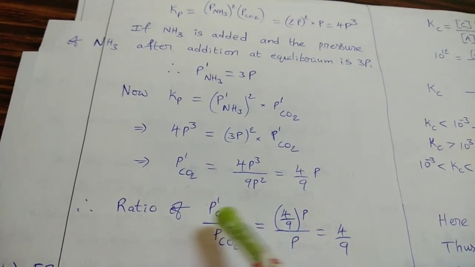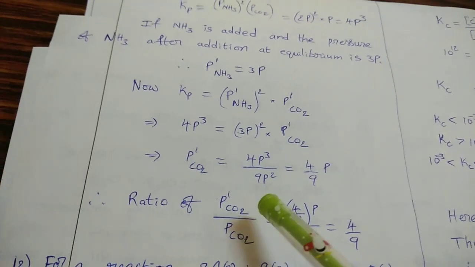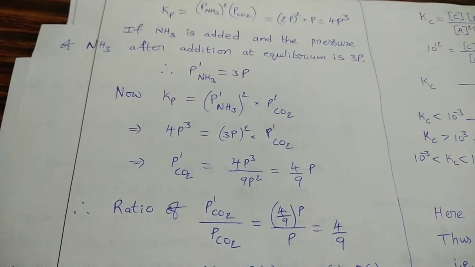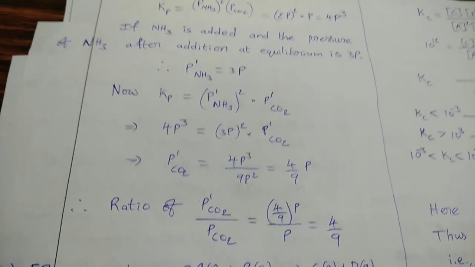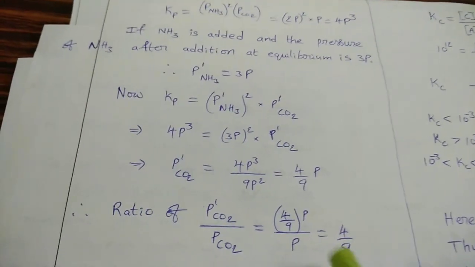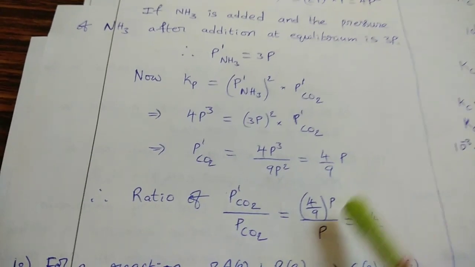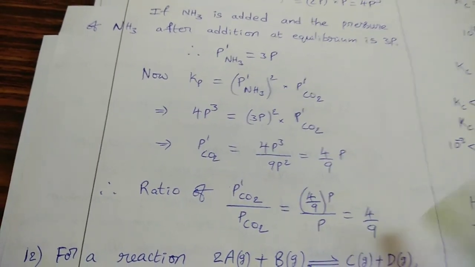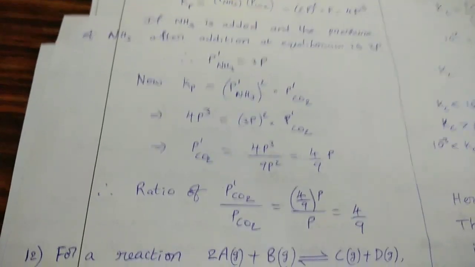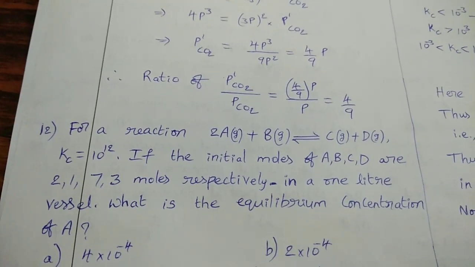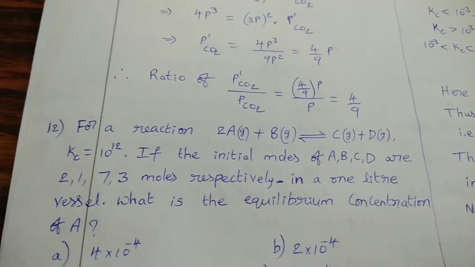Now the ratio of the partial pressure of carbon dioxide after addition of NH3 to the partial pressure of carbon dioxide before addition of NH3. Before addition it is P. So after addition of NH3, the partial pressure of CO2 is this one. So finally the ratio is 4/9.